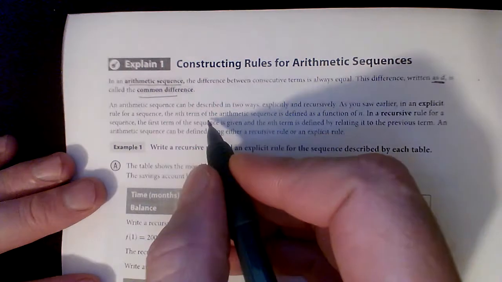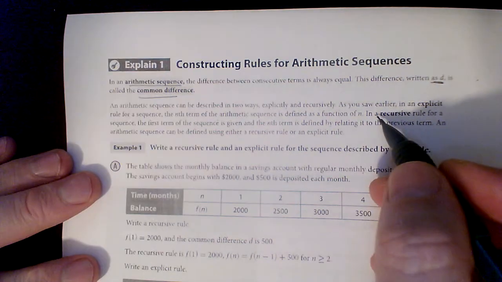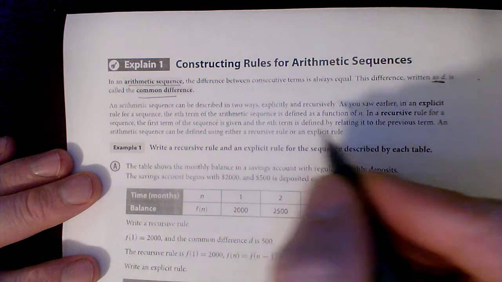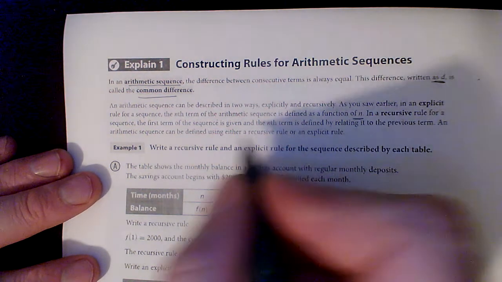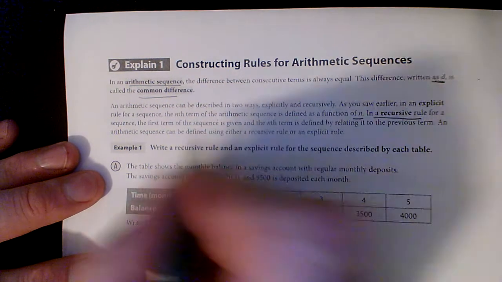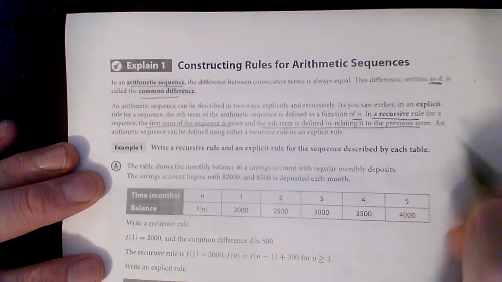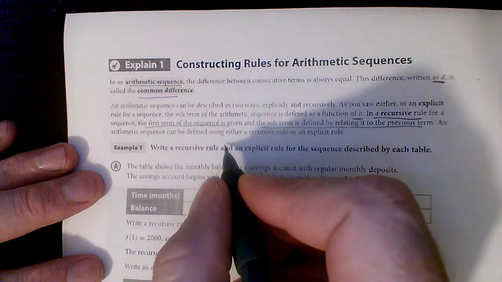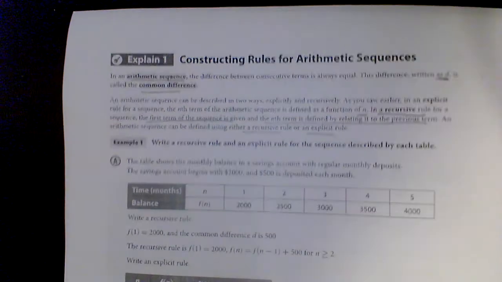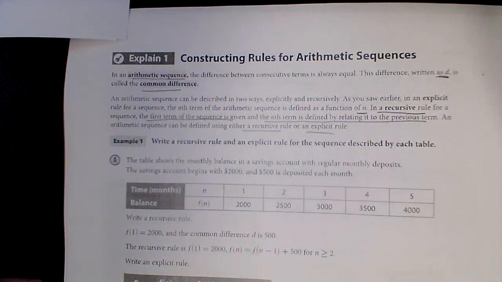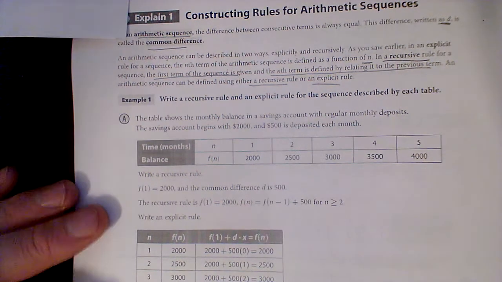Alright? And an arithmetic sequence can be described in two ways, explicit and recursive. Either way, the nth term of an arithmetic sequence is defined as a function of n. In a recursive rule, the first term is given, and the nth term is defined relating to the previous term. I can pretty much guarantee you guys haven't done recursive, so that will be the hardest part. So this says write a recursive and an explicit.